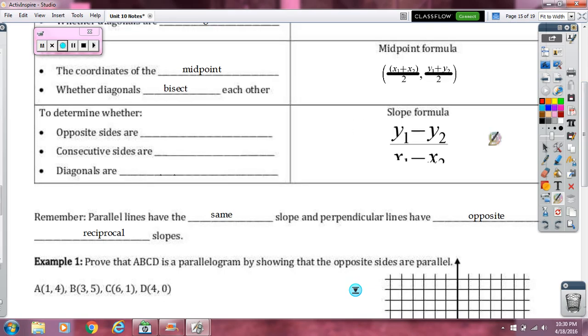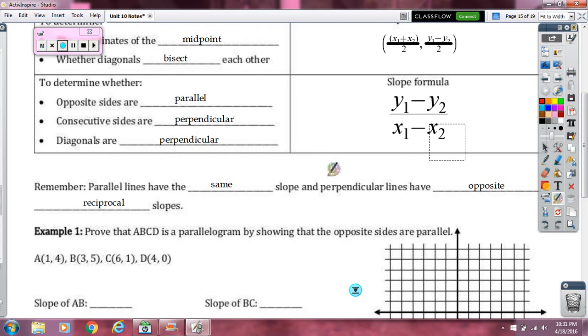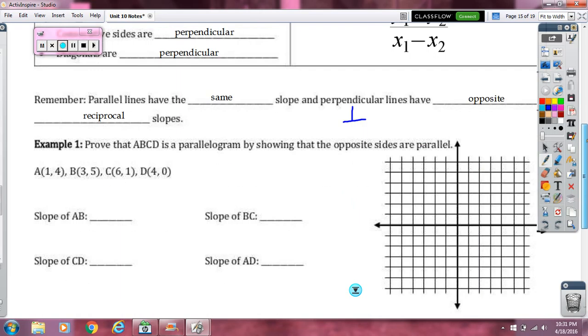And then finally we'll use our BFF, the slope formula, y1 minus y2 over x1 minus x2, aka rise over run, to decide if opposite sides are parallel, or if two sides next to each other make a right angle, or if diagonals make a right angle. So like with our good friends the kite and the square, those diagonals cross at 90 degrees and are therefore perpendicular. Just a refresher that parallel lines are the ones that have the same slope, and if you have perpendicular lines where they're making a 90-degree angle like that, then we're looking for opposite reciprocal slopes.